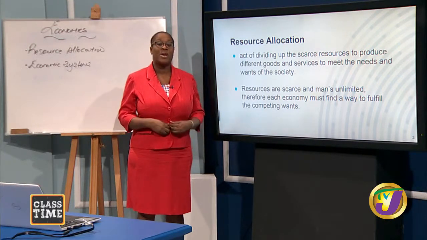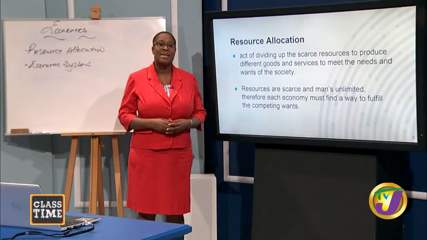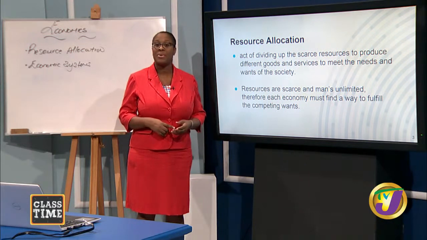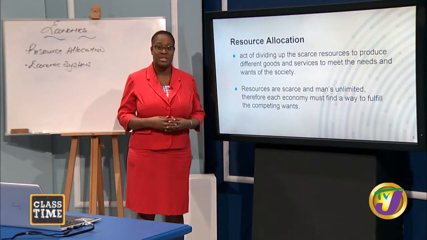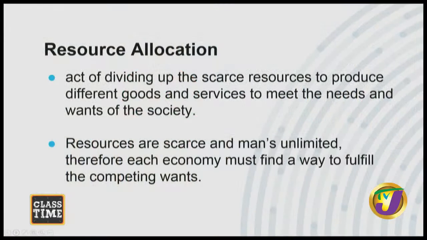Now, based on what we have done before, we realize that we utilize the factors of production, which is land, labor, capital, and entrepreneurial skills, to produce goods and services. How we are going to utilize them is referred to as resource allocation. By way of explaining the term, it is simply the act of dividing the scarce resources that are available to produce the different goods and services to meet the needs and the wants of the society.